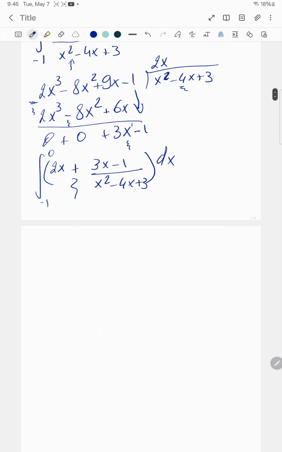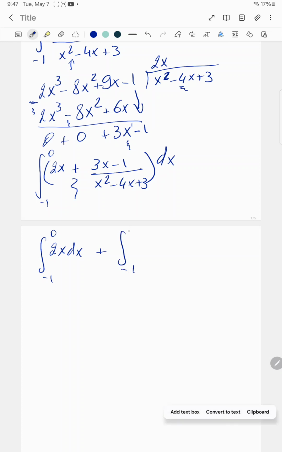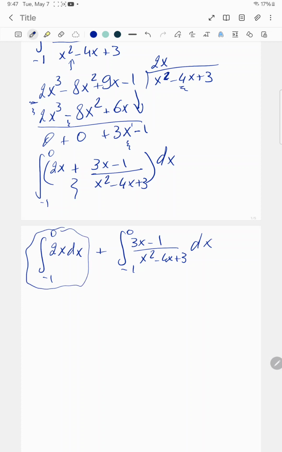Because I have the plus here, I can divide my integral into two integrals. So it becomes the integral between minus 1 and 0 of 2x dx plus the integral between minus 1 and 0 of 3x minus 1 divided by x squared minus 4x plus 3 dx. The first integral here is easy. This is equal to 2x squared divided by 2 between minus 1 and 0. So I will do it at the end, it takes 2 seconds to solve. I will highlight it in order not to forget it. I will do this integral here.